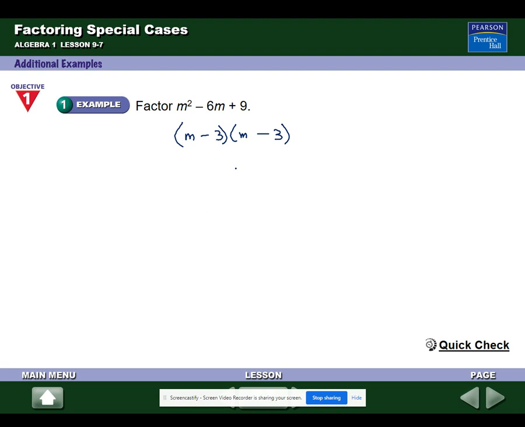It turns out to be a perfect square trinomial. M squared minus 6m plus 9 turned out to be a perfect square trinomial, and this is the factored form of it, okay? Now, somebody is probably wondering, can you write that differently? Yes, you absolutely can write it this way. Both of these are acceptable answers.